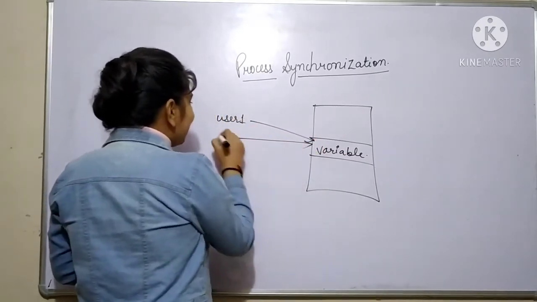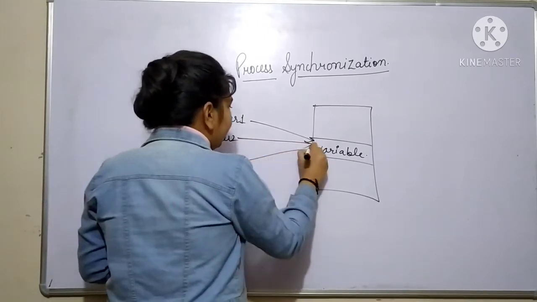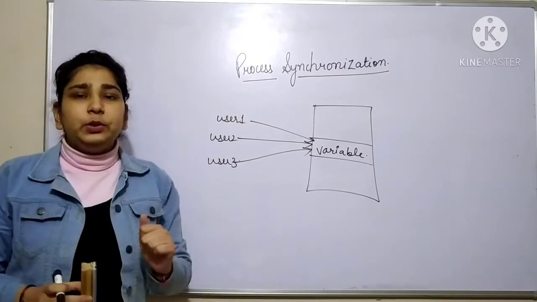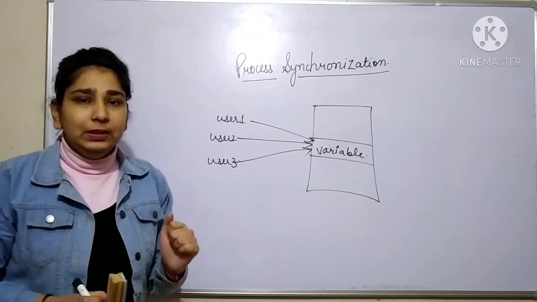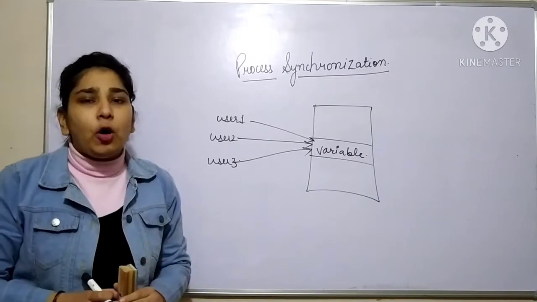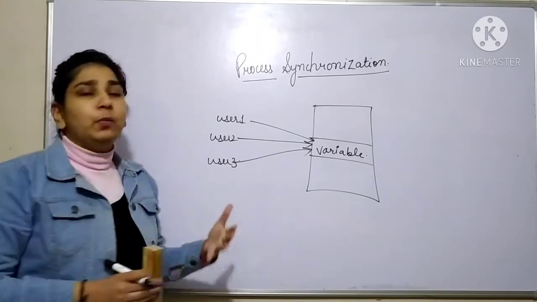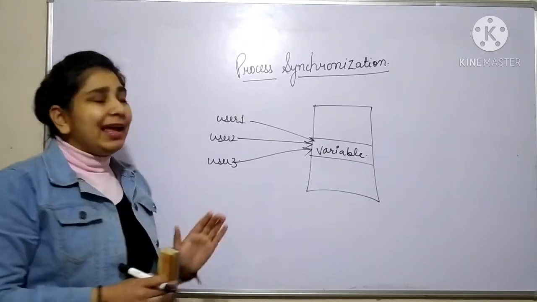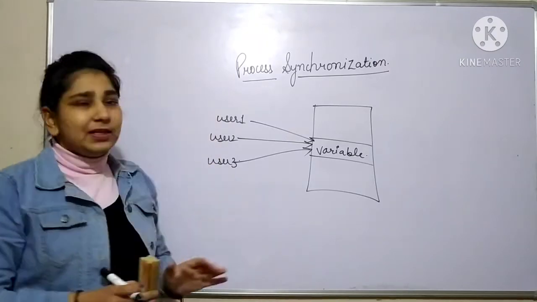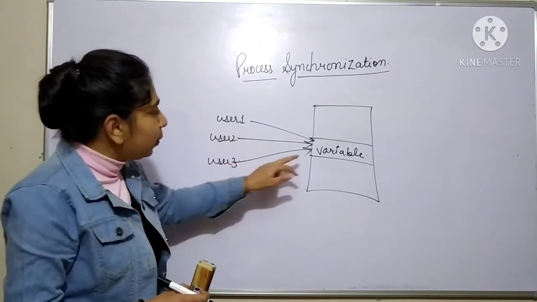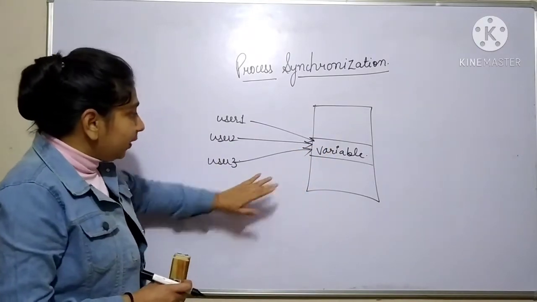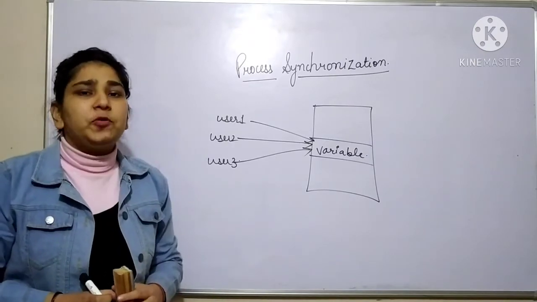want to access the same variable or the same file, then we really have a problem. If you have watched my last video, we really have a problem in executing multiple requests in parallel if they all are working on the same shared variable. So we want to get rid of this problem.